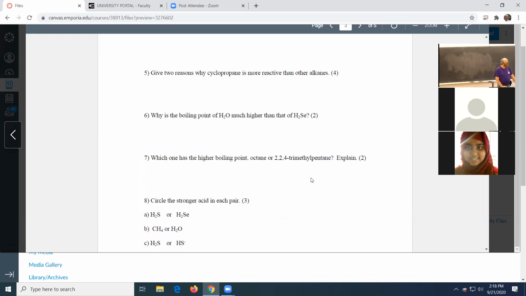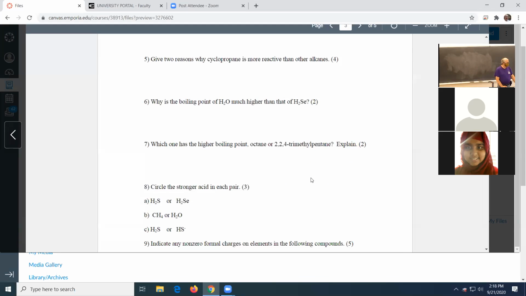Okay, number 6. Okay, why is the boiling point of water much higher than that of hydrogen selenide? Oxygen and selenium are in the same family of the periodic table, and selenium has a higher molecular weight, but hydrogen bonding is the factor. Water exhibits hydrogen bonding, and you had to say hydrogen bonding in your explanation.